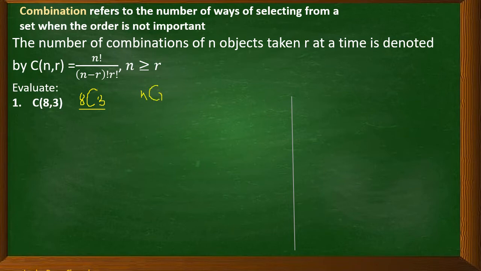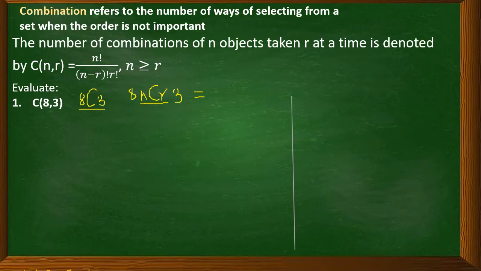So you will press 8, then press the nCr symbol, then your r here is 3, and then you press the equal sign. Then automatically it will give you an answer. But this time I'll be showing you without using the calculator, so you know how to solve this manually.